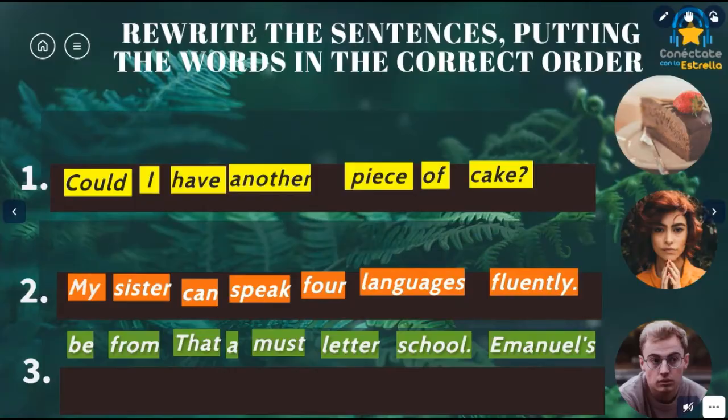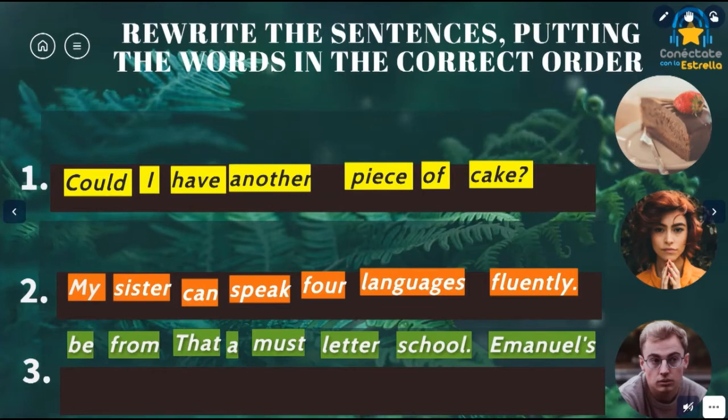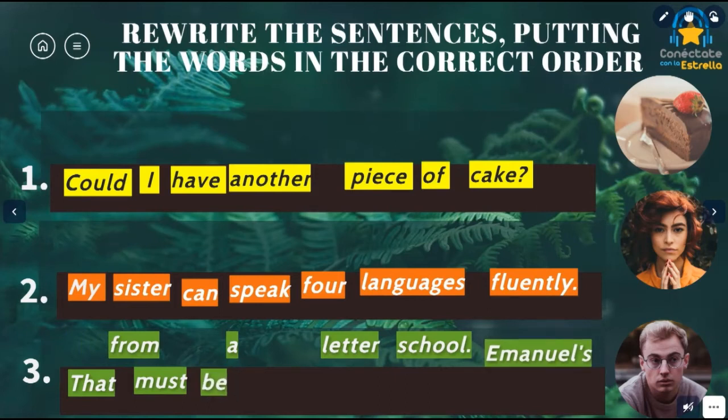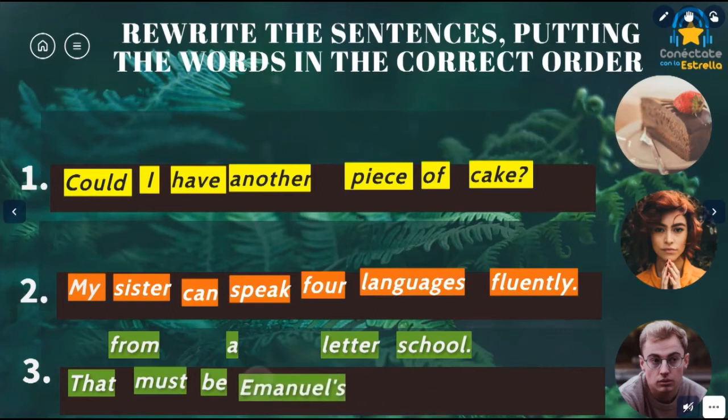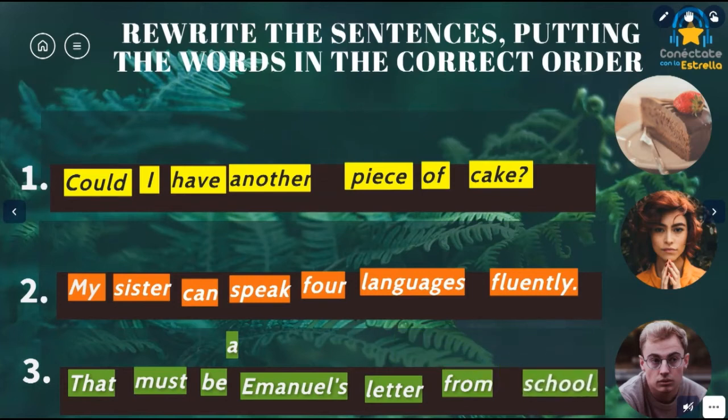Now the last one. We need the subject. We have that. Then modal. Which is the modal? Must. Then the verb be. What else? That must be Emmanuel's letter from school. Good.